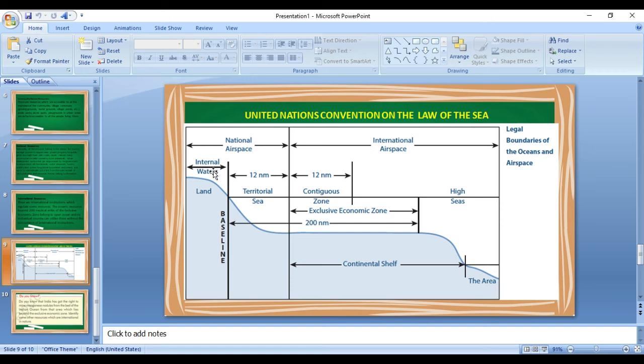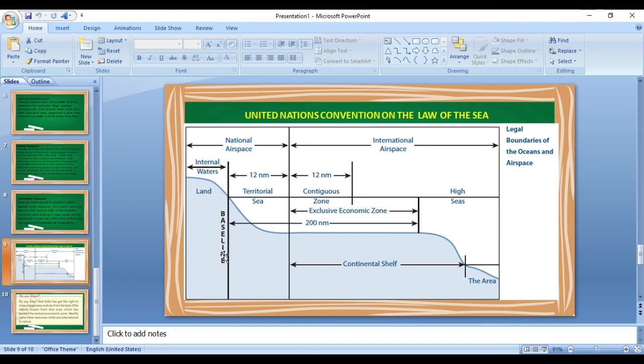So whatever water is inside this baseline towards the land, it can be a bay, it can be a lake or pond, it can be a lagoon, or a part of a gulf, right? These all come under the category of internal water. Here we can do water sports, we can extract minerals, any work which India wants to do, they can do it here.